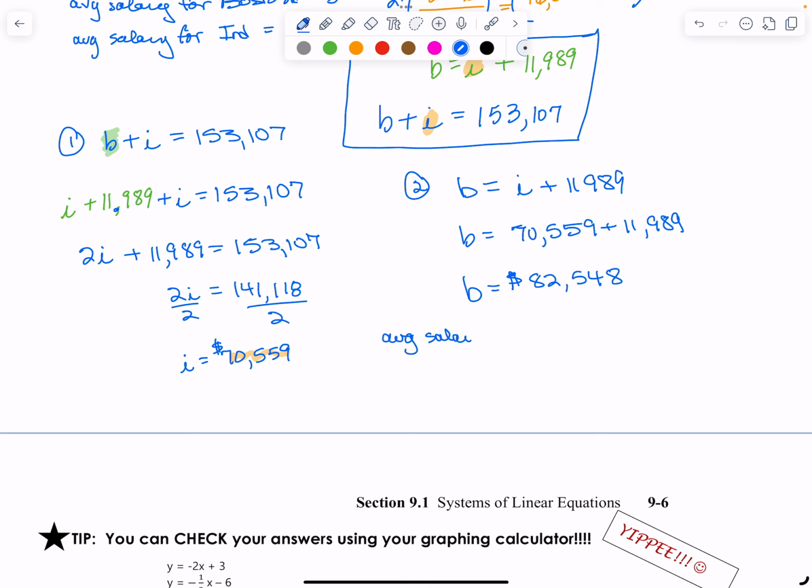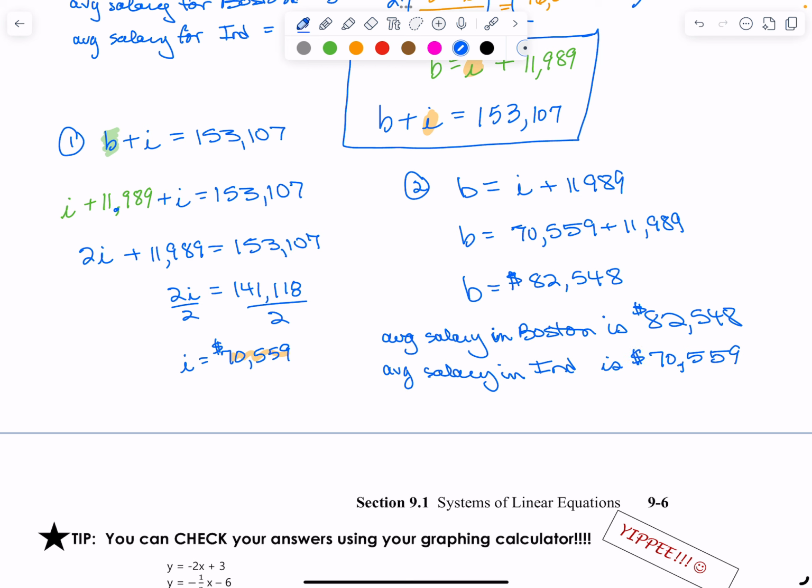So the average salary for Boston is $82,548. And the average salary in Indianapolis, I'm not going to spell that, is 70,000. I could. It's a long word. All right.